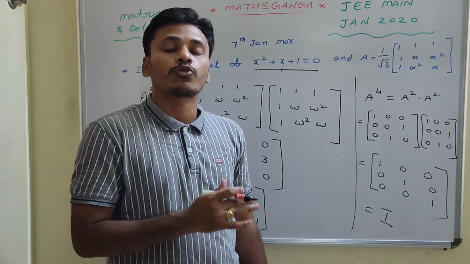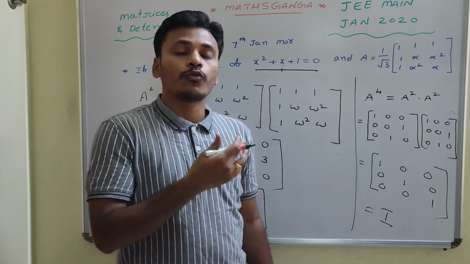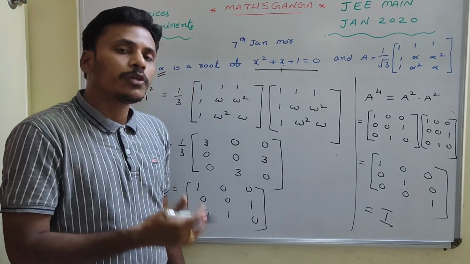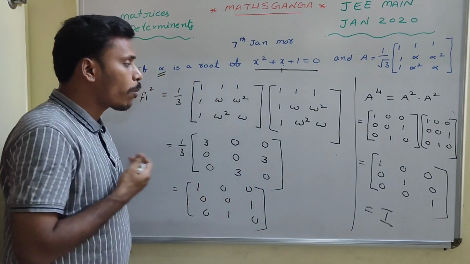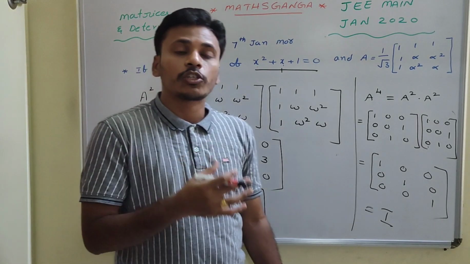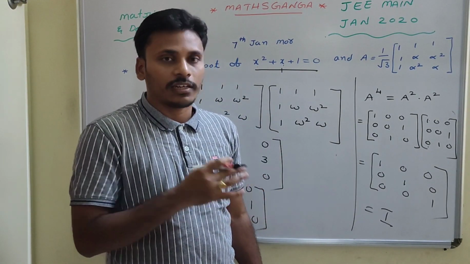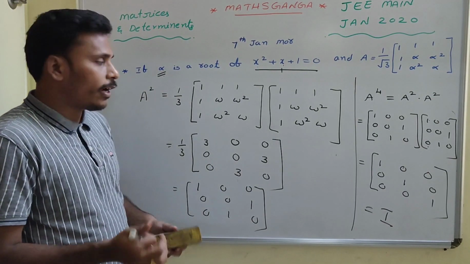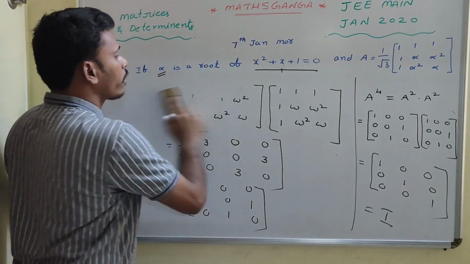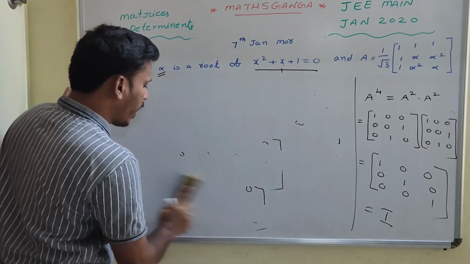Since A power 4 is equal to the identity matrix, every time you face A power 4, you just replace it with the identity matrix. And now what is our problem actually? Our problem is to calculate A power 31, right? Look what will happen with A power 31.